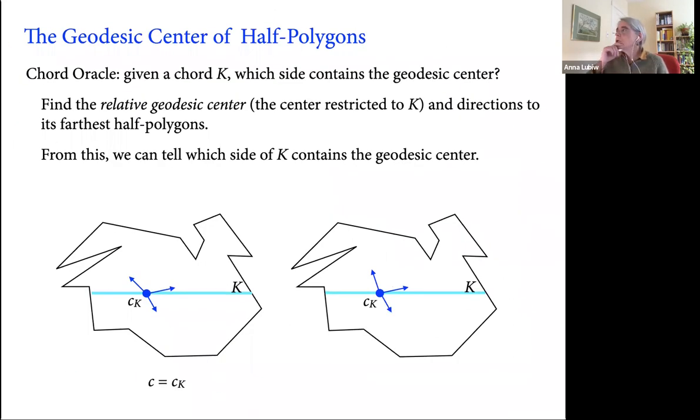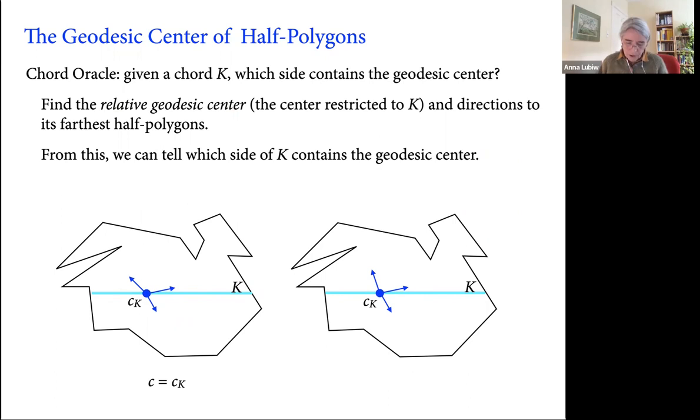Okay, so given a chord K, we want to know which side has the geodesic center. The idea is to find the relative geodesic center, which means I'm going to restrict the center to lie on the chord K and ask what's the best position if I have to live on the chord K.